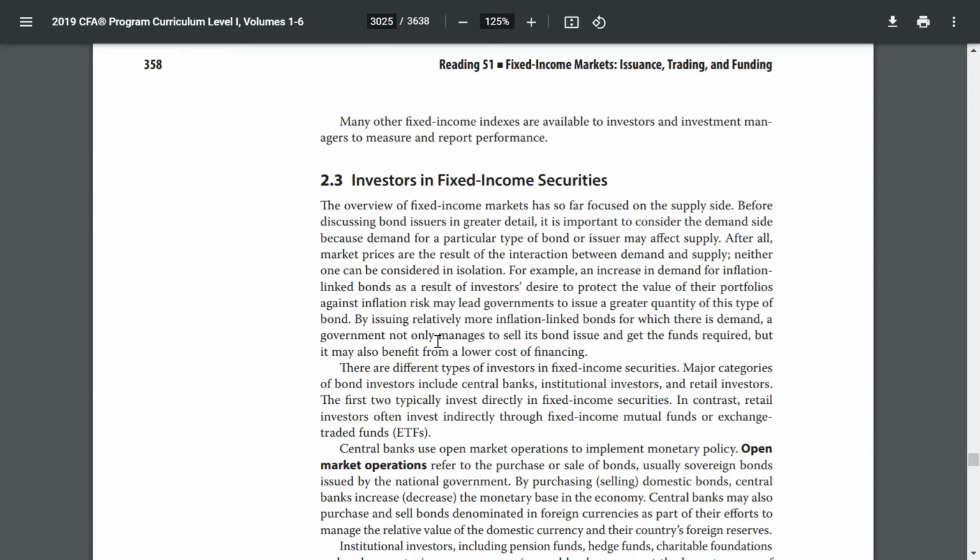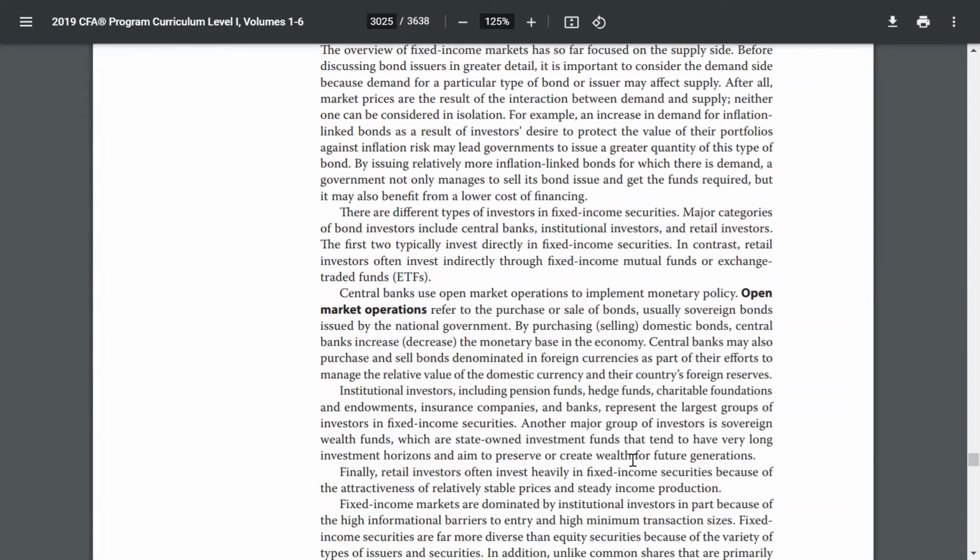There are different types of investors in fixed income securities. Major categories of bond investors include central banks, institutional investors, and retail investors. The first two typically invest directly in fixed income securities. In contrast, retail investors often invest indirectly through fixed income mutual funds or exchange-traded funds.